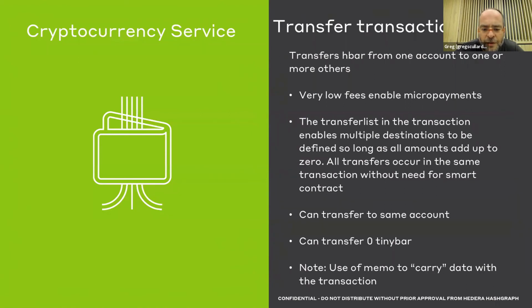You will be able to get a state proof for that particular transaction, and therefore prove that that data existed at that given time. You can also transfer 0 tinybar, so you could transfer 0 tinybar to yourself or to anyone. You just pay a transaction fee, and that's perfectly okay. So again, thinking outside the box of how you can use the crypto transfer API to do things. Being able to transfer 0 or transfer to the same account does have some interesting possibilities.